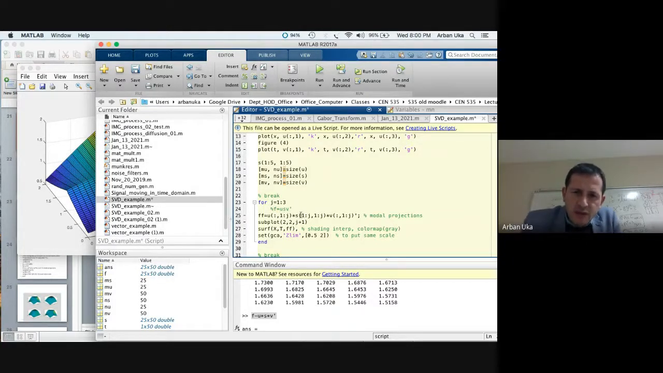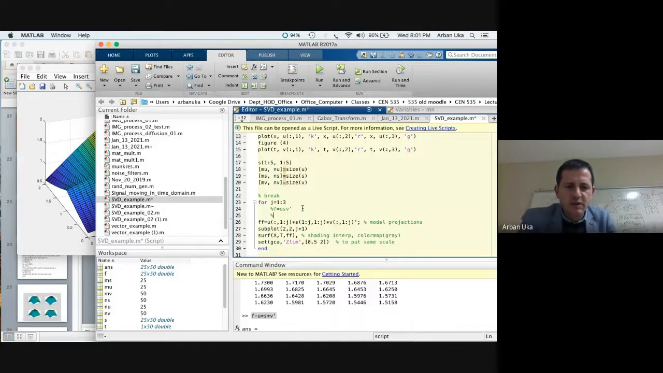This is F, but let's do this. Assume that J is from 1 to 3. If J is from 1 to 3, this means that F initially will include U, all the rows, but only the first column, because this is from 1 to 1. Times S, J is still 1, so let's assume that J is equal to 1 still. So this is picking up only the first column of U, and including only one value for S, so it's including S11, okay? Times the first column of V transpose, okay?